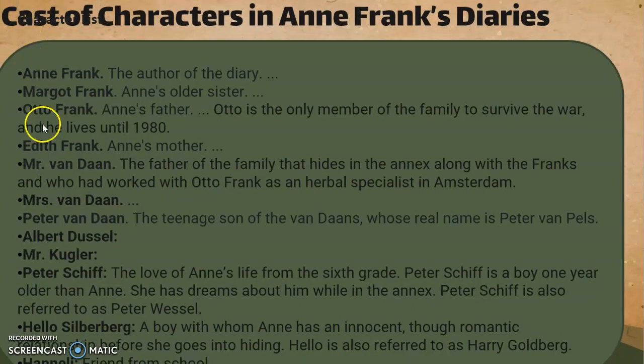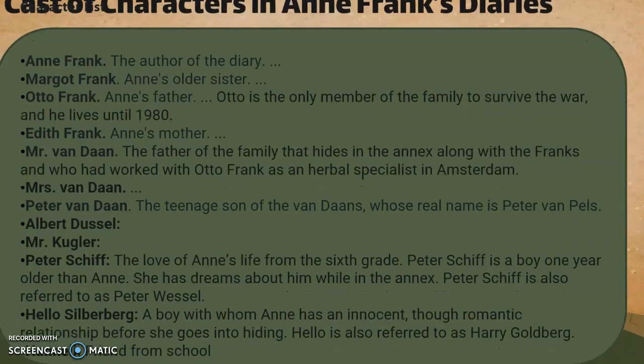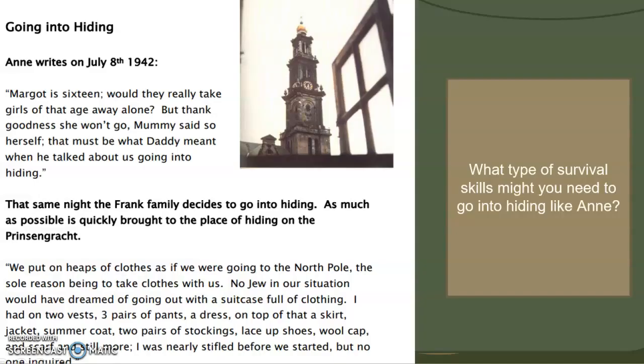Here's a cast of characters. Once again, you're welcome to pause the video if you need to. This is just a cast of characters. We have, of course, Anne Frank, Margot Frank, Otto, Edith, the main characters, and then we have Mr. Van Daan, who's also hiding in the annex along with the Franks. Peter is of particular note because Anne has a relationship with him and talks about it. But then we also have Albert Dussel, Mr. Kugler, Peter Schiff, the love of Anne's life from 6th grade, and she also writes a lot about Peter Schiff, Peter Van Daan. And then finally, Hello Silberberg is a boy with whom Anne has an innocent romantic relationship. And finally, Hanneli is a friend from school.